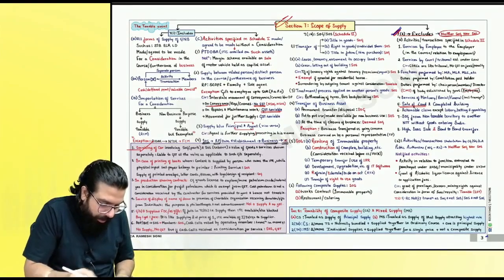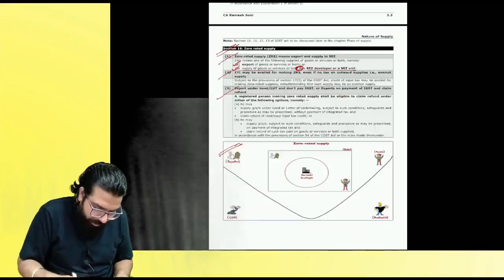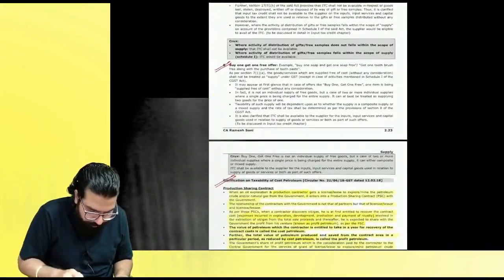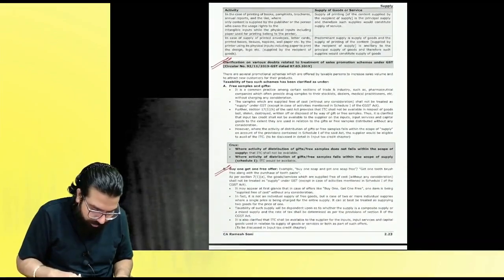One minute. If I open the textbook, let's read the circular so that we can understand the answer. One minute, I'll read the circular with you guys. Everyone here.